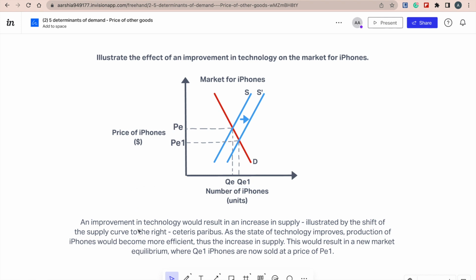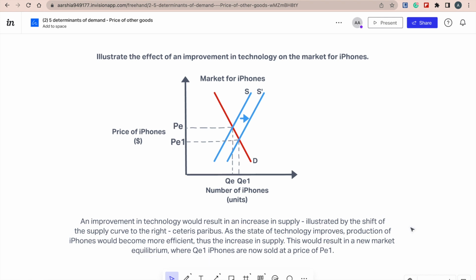Now if you had to write this out as a written answer, you could simply say, an improvement in technology would result in an increase in supply, illustrated by the shift of the supply curve to the right, ceteris paribus. As the state of technology improves, production of iPhones would become more efficient, thus the increase in supply. This would result in a new market equilibrium, where QE1 iPhones are now sold at a price of PE1.